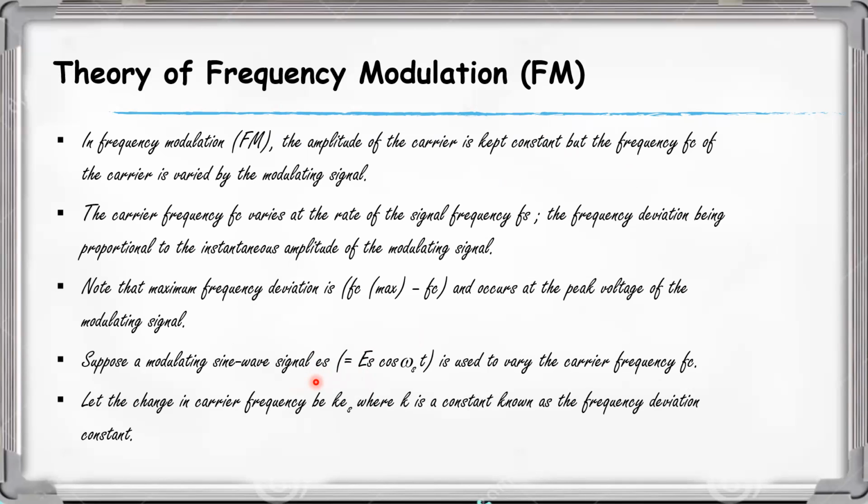That quantity will be defined in the upcoming session. Here we take the change in carrier frequency to be k times es, where k is the constant known as the frequency deviation constant.